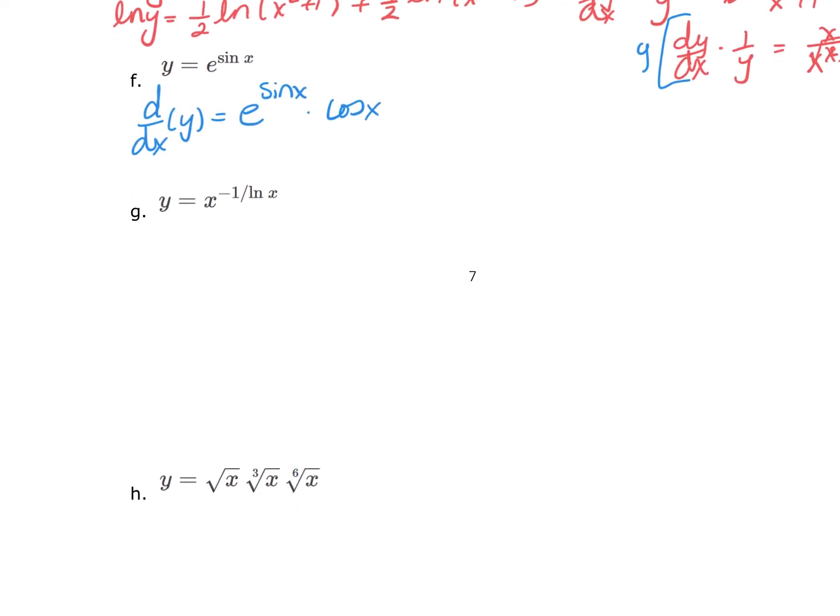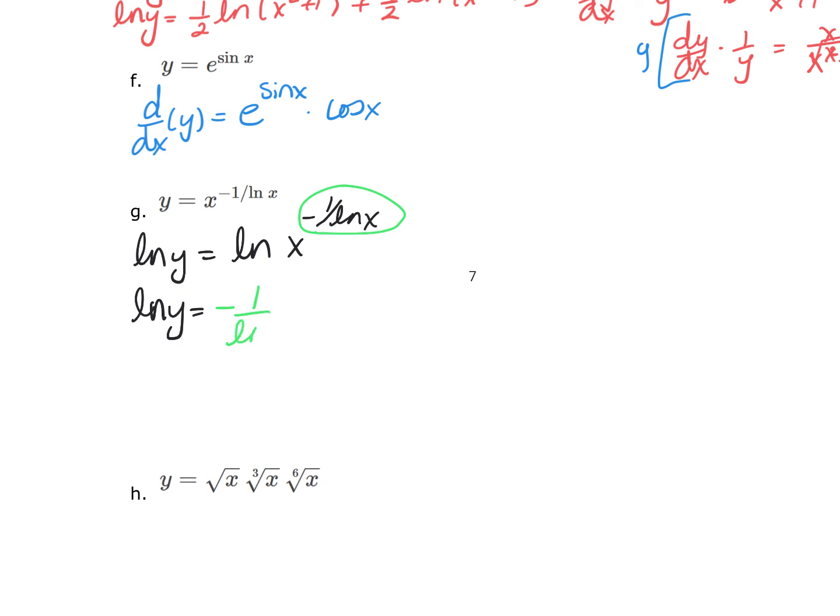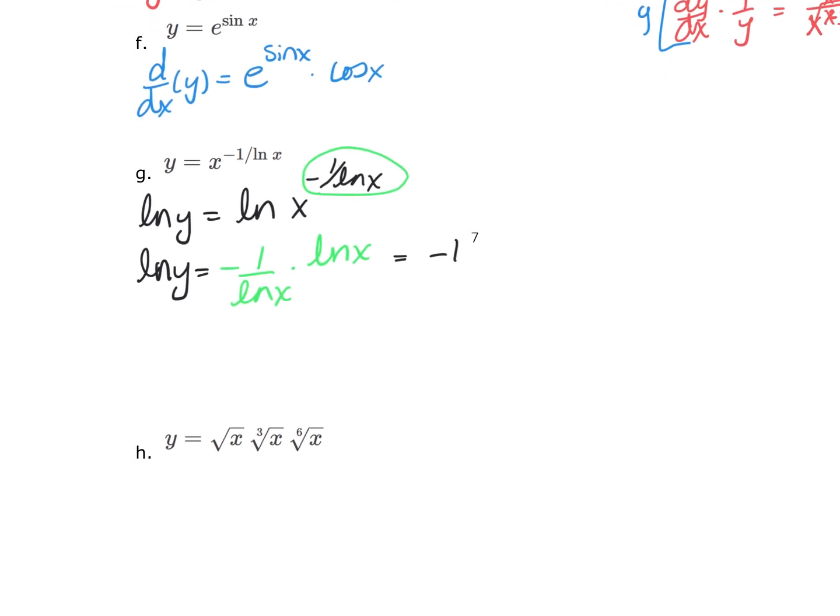Now, for g here, I'm going to write this as the natural log of y is equal to the natural log of x raised to the negative 1 over natural log of x. The natural log of y is equal to, now this is an exponent, so it'll come down out front as a multiplier, so it becomes negative 1 over the natural log of x, multiplied by the natural log of x, which was already there. So you can see this ends up becoming negative 1, which is really kind of nice.